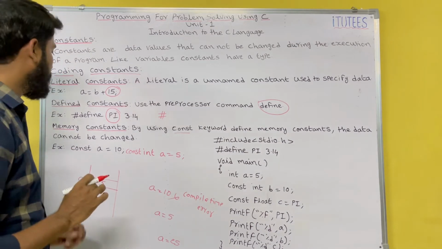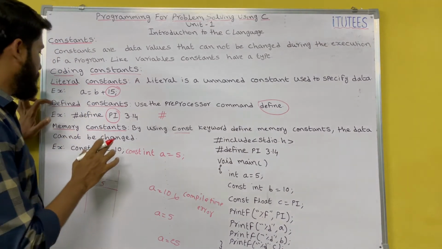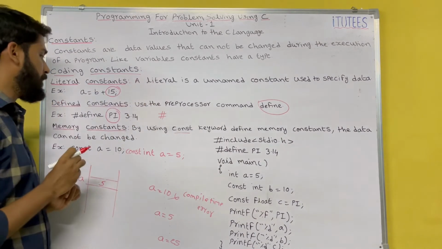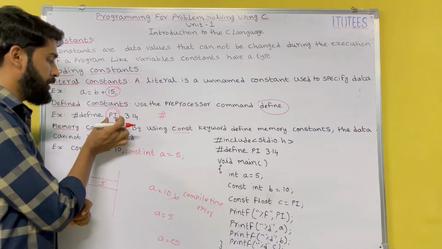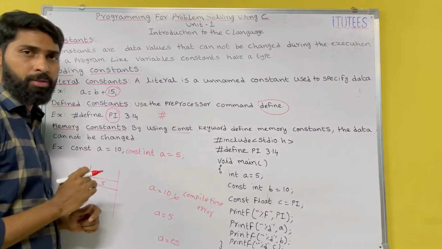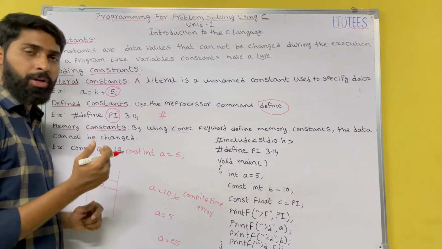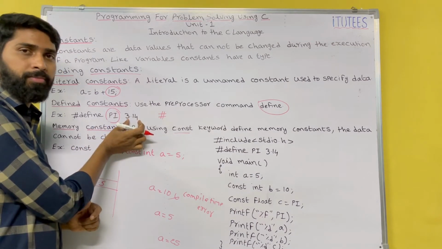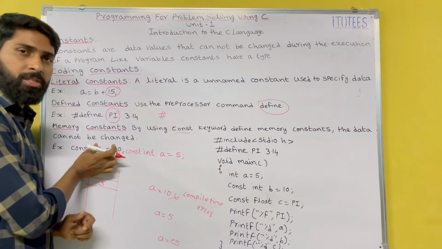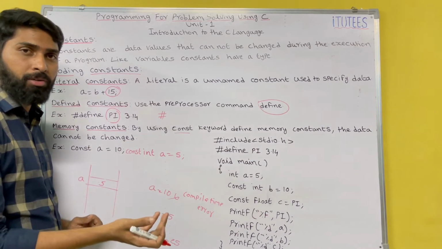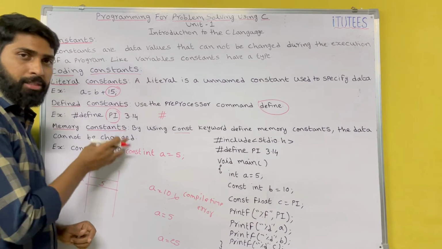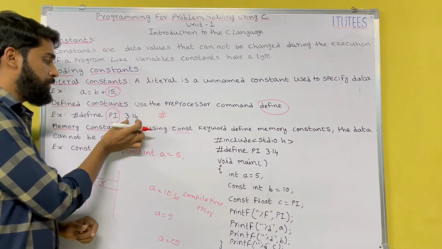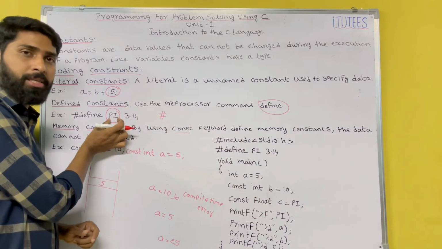Now we see the difference between defined constant and memory constant. What is a defined constant? If you define pi as 3.14, before going to compilation, the symbol pi is replaced with this value. Coming to memory constants, we retrieve the value from the memory. That is the difference. Pre-processing happens before compilation, where these values are substituted in place of the symbols.